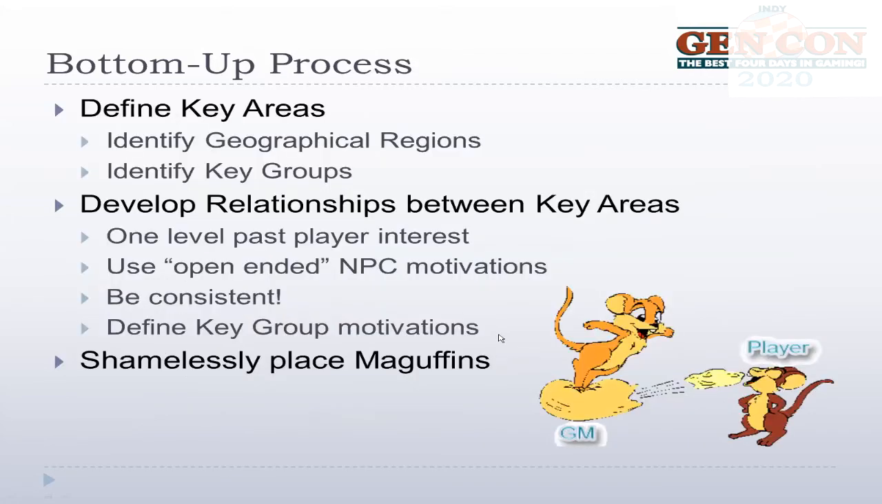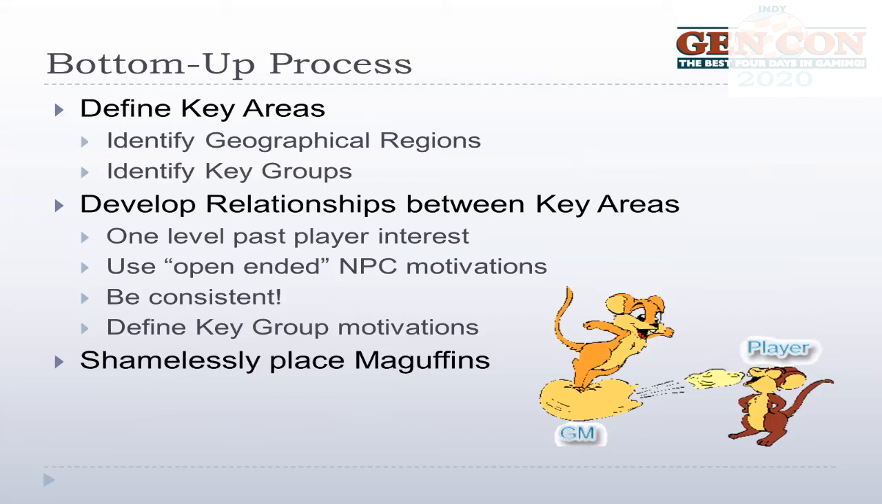All right, so bottom-up process, where do you start? First thing is you've got to identify those key areas, those geographic areas. What does the geography look like? How is the party going to be interacting with that? Is it mountainous? Is it a temperate kind of climate? Is it near an ocean? What's the weather going to be like in broad terms? What time of the year is it? Because those things are all important. They help people suspend disbelief.